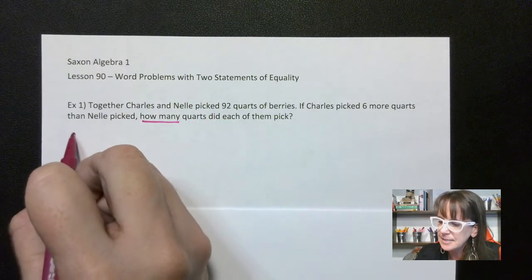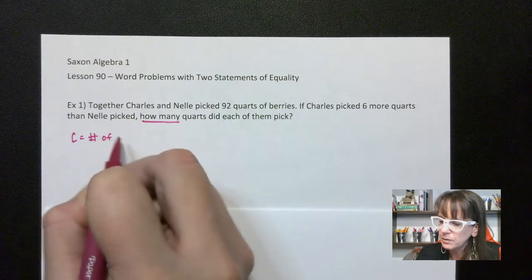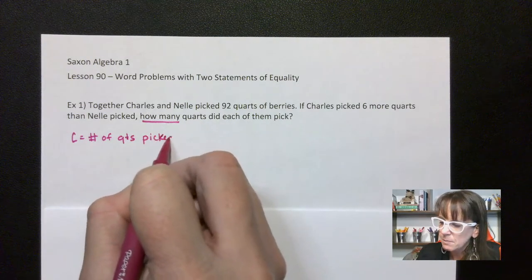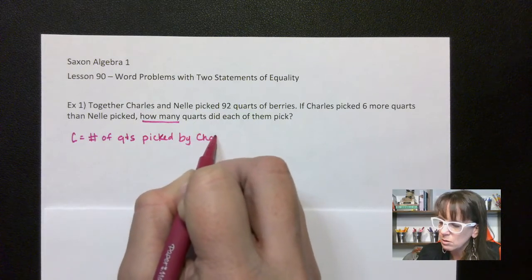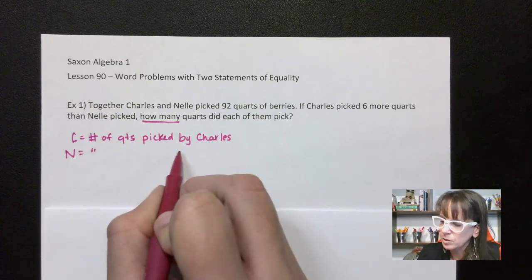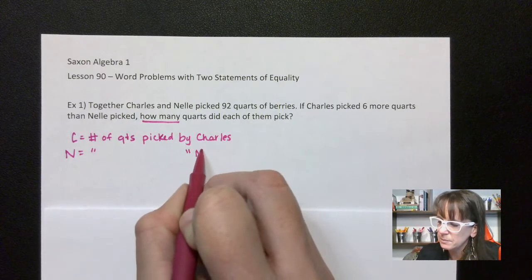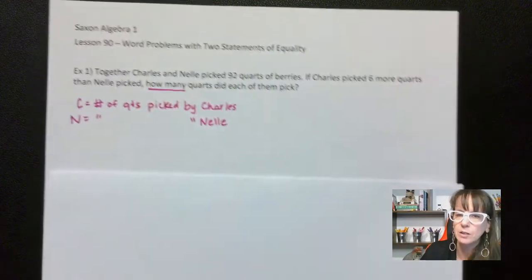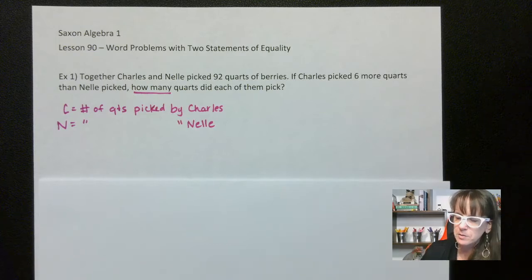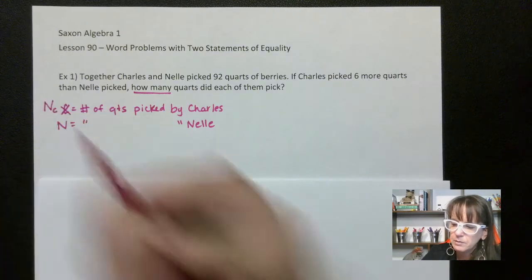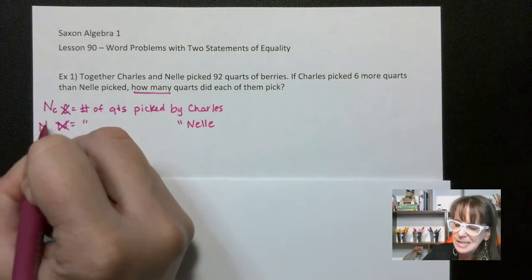So C equals number of quarts picked by Charles, and N equals the number of quarts picked by Nell. I'm just going to abbreviate that so we've got it nice and easy. Now, like I said in the previous video, Saxon does do subscripted variables, and we'll get there with that. So instead of doing it this way, we're going to say the number of Charles and the number of for Nell.